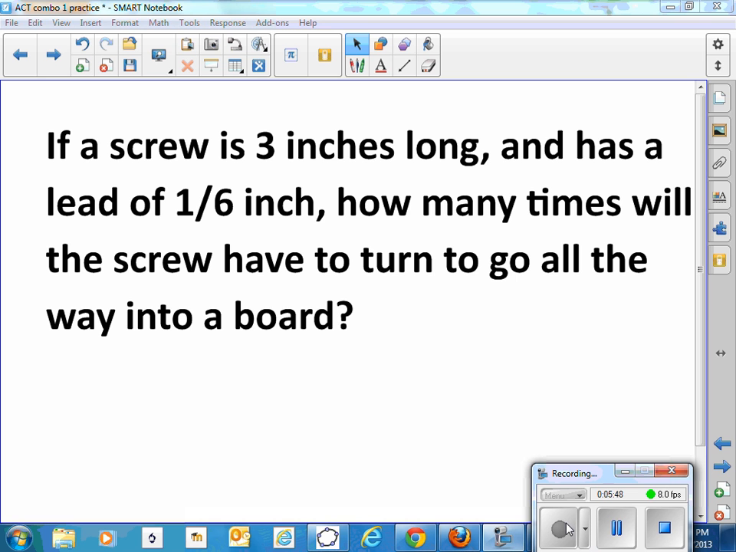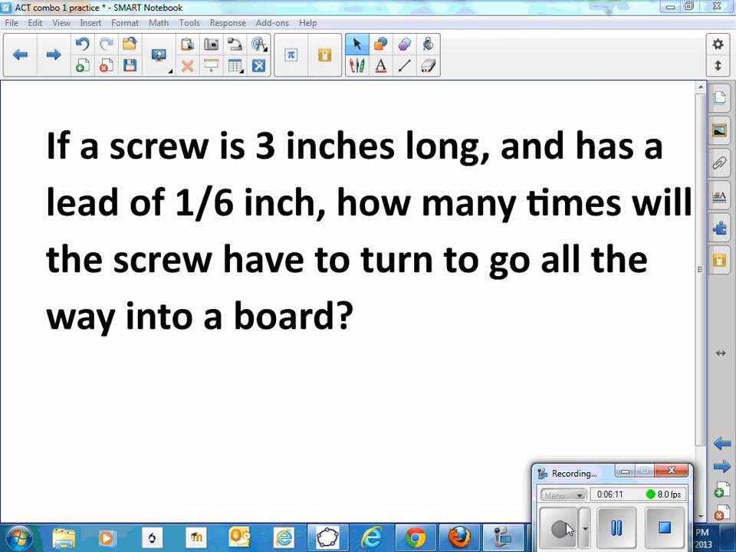If a screw is 3 inches long and has a lead of 1/6 of an inch, how many times will the screw have to turn to go all the way into a board? Well, a lead of 1/6 of an inch means that if I turn it once all the way around, it goes forward 1/6 of an inch. So that means I would have to turn it 6 times to go an inch.